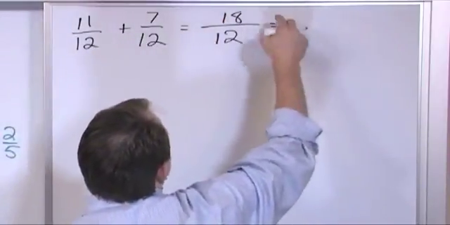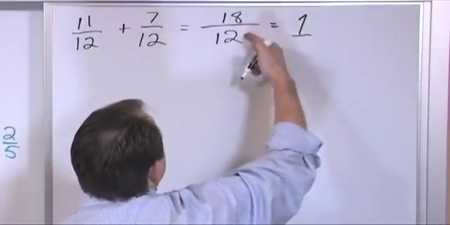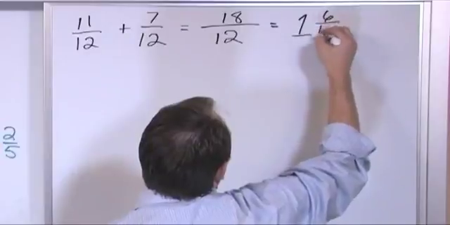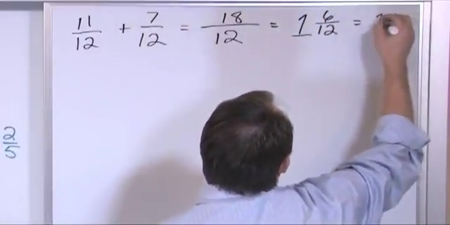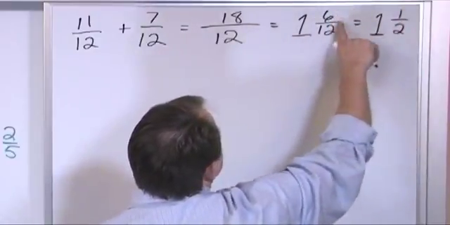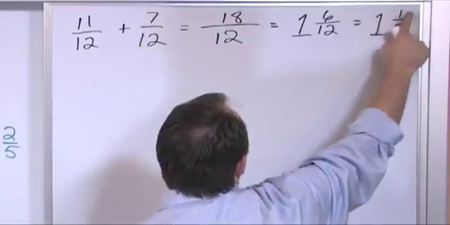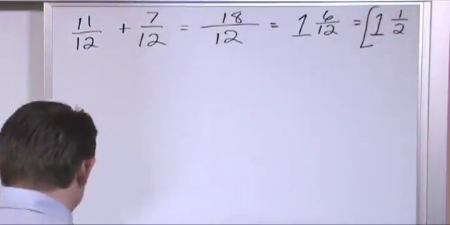How many times will 12 go into 18? It'll only go one time. The remainder is going to be 18 minus 12, which is 6, and you write it over 12, like this. 6/12 is going to reduce to 1/2. And the way you get from here to here, you divide the top by 6 and the bottom by 6. 6 divided by 6 is 1, 12 divided by 6 is 2. So this is the final answer, 1 1/2.